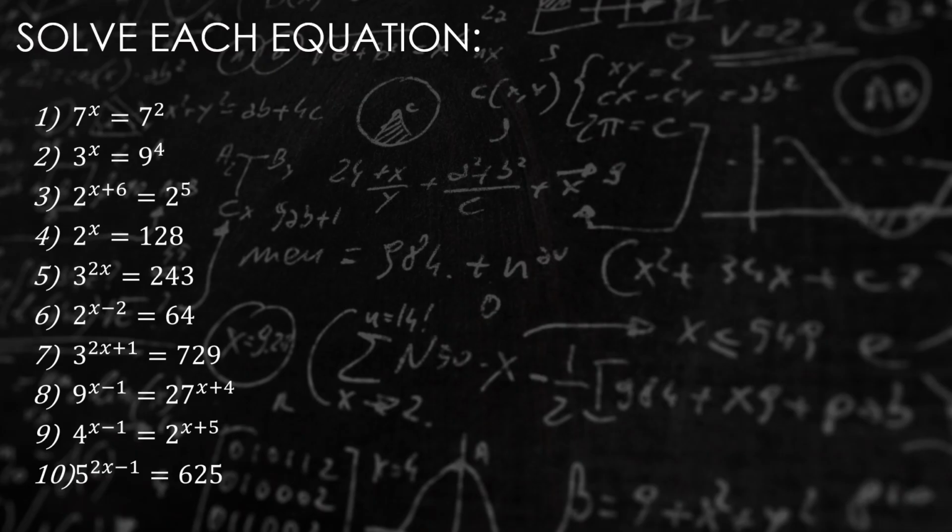To understand better, let's solve the following. Number 1, 7 raised to x equals 7 raised to 2. The first step is that the bases should be the same. Since the bases are already the same on both sides, which is 7, let's proceed to step number 2.